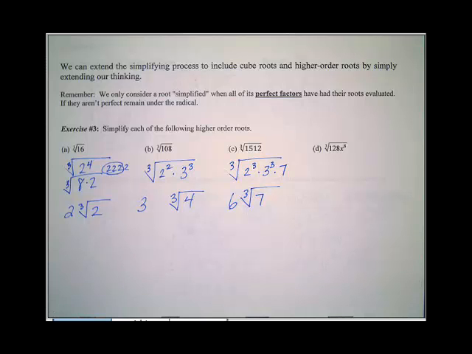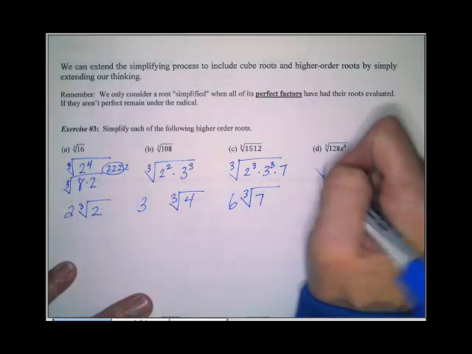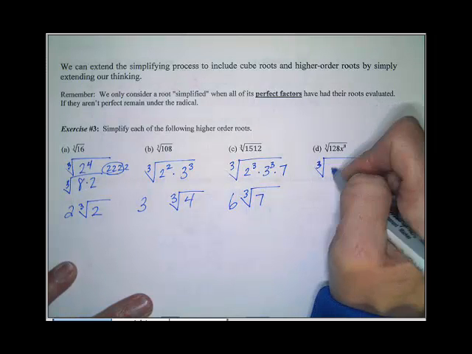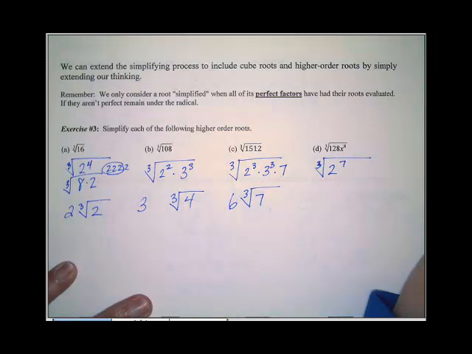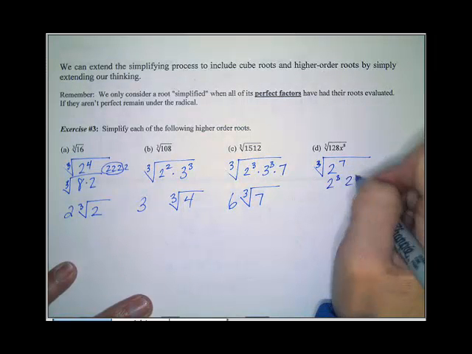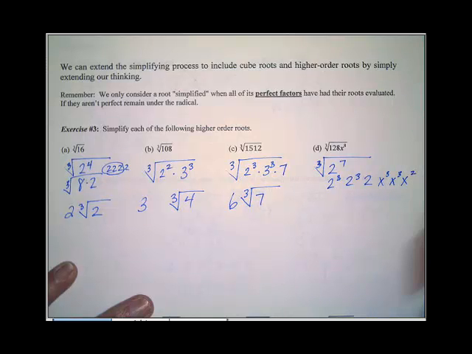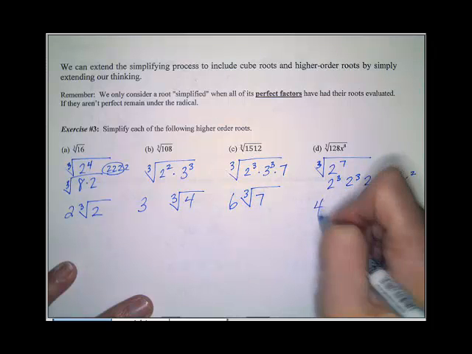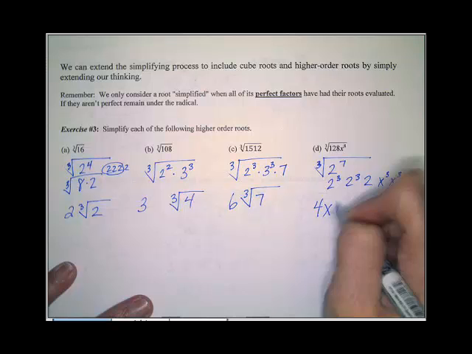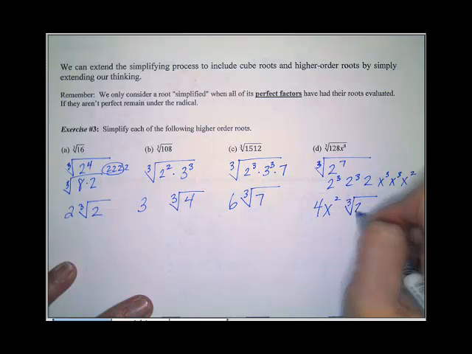So now we're going to do 128, and this time we have variables in here, so we have to contend with those. Well, 128 is 2 to the 7th, so that means I have 2 to the 3rd and 2 to the 3rd and 2. And then I have x to the 8th. Well, how many groups of 3 are in x to the 8th? Well, there's an x to the 3rd and an x to the 3rd, which makes 6, and then I have an x to the 2nd. So I have a 2, which is 4, x and x, which is x squared, and then I have the cube root of 2x squared.